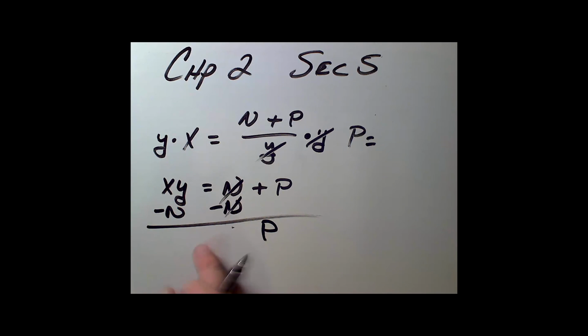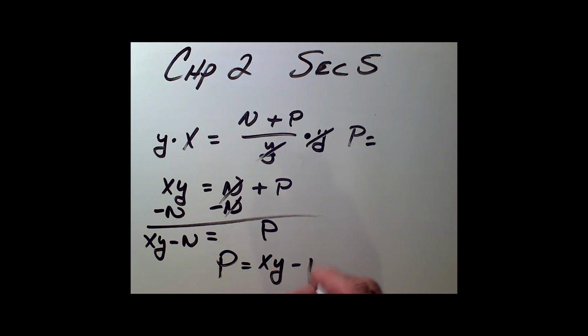I'm going to get that 0 out of there. We really don't need it. And we're left with x, y minus n. So our final equation is p equals xy minus n. And that's how we solve for p.